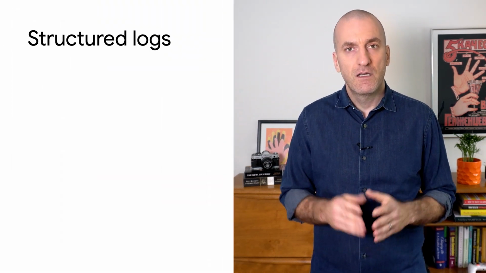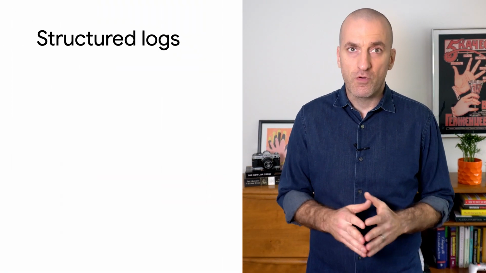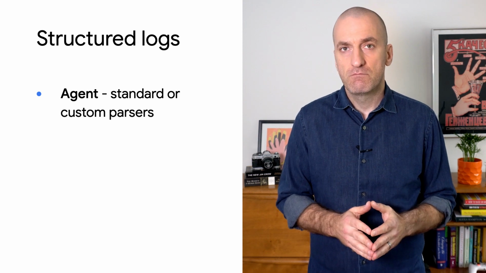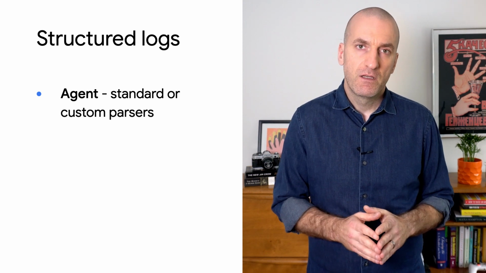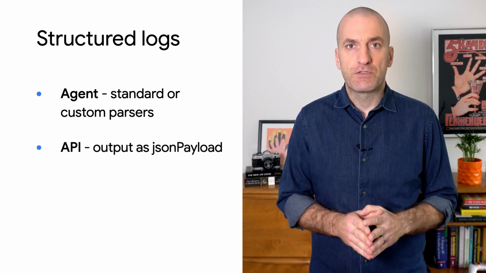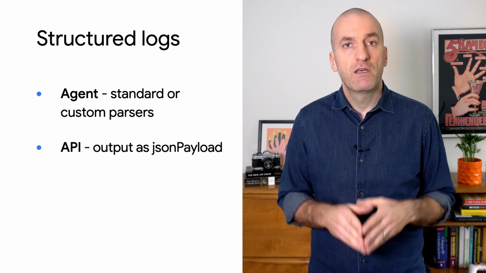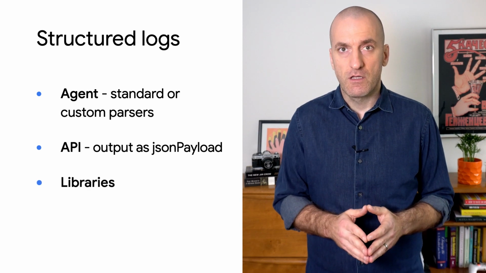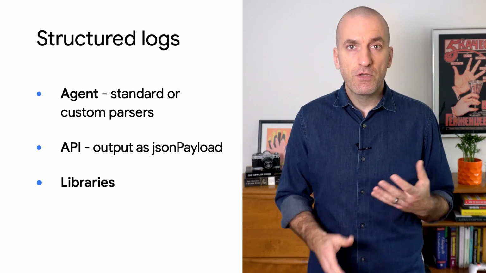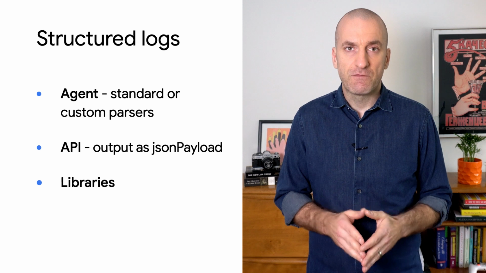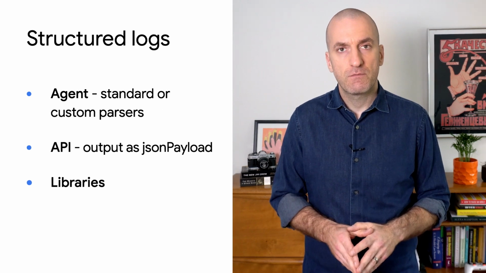But how do you get your application logs to look like that? If your logs are written by the Cloud Logging or the Cloud Apps agents, use one of the supported parsers to emit structured logs, or write your own parser if needed. If you're using the Cloud Logging API, send the full log entry structure with a JSON payload. Finally, if you're using either the Cloud Logging library or a third-party logging library in your code, make sure you're using them in a way that emits structured logs. We'll link to the documentation for each of these in the episode notes.